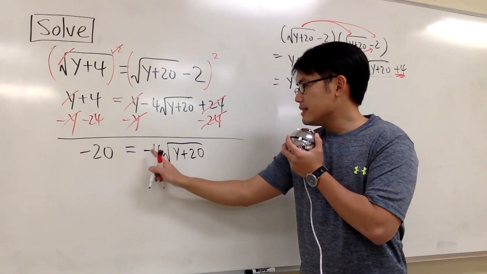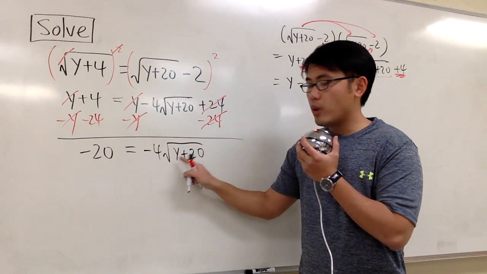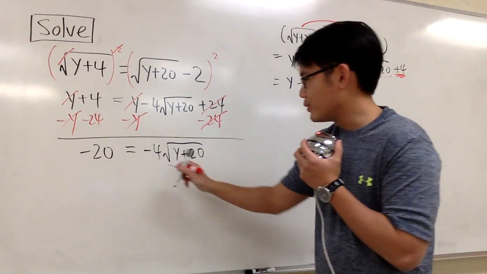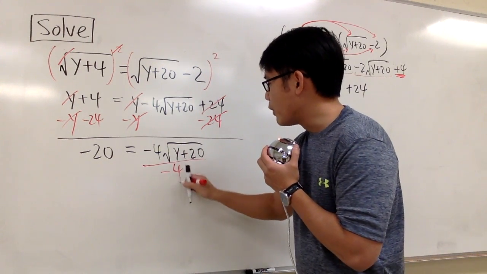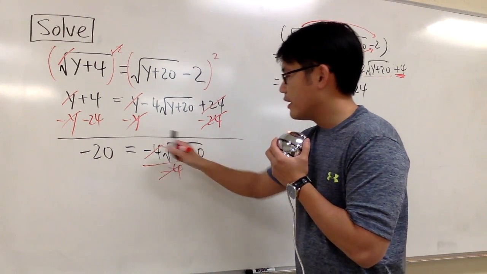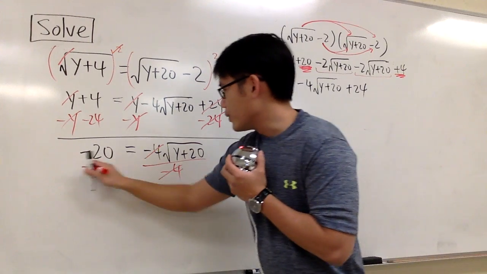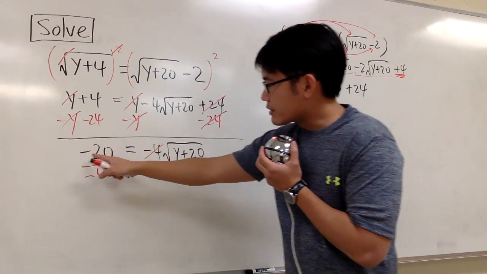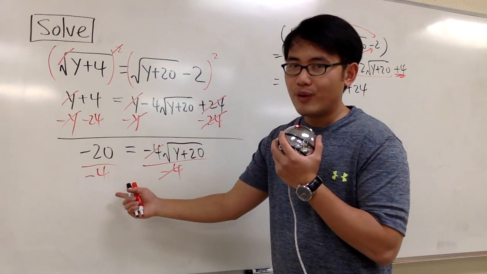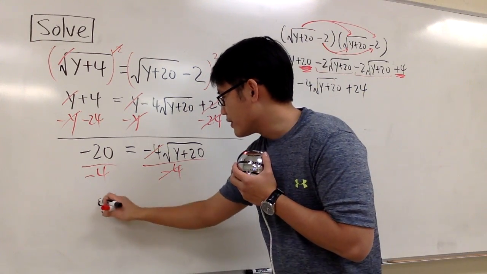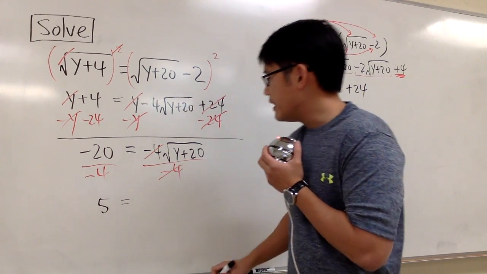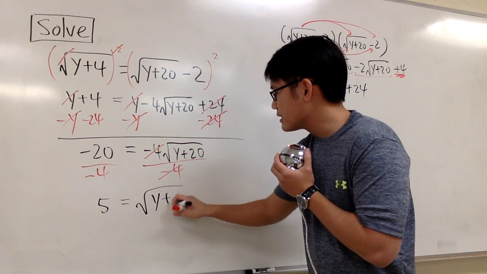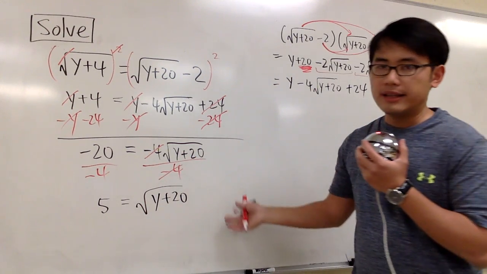This is negative 4 times square root of y plus 20. I want to get rid of this negative 4. Well, to do that, we can divide both sides by -4. That way, these two will cancel out. And then we will do the same thing on the left-hand side. And we work this out. -20 divided by -4 is what? The result for that will be +5. And then this will be square root of y plus 20 on the right-hand side.